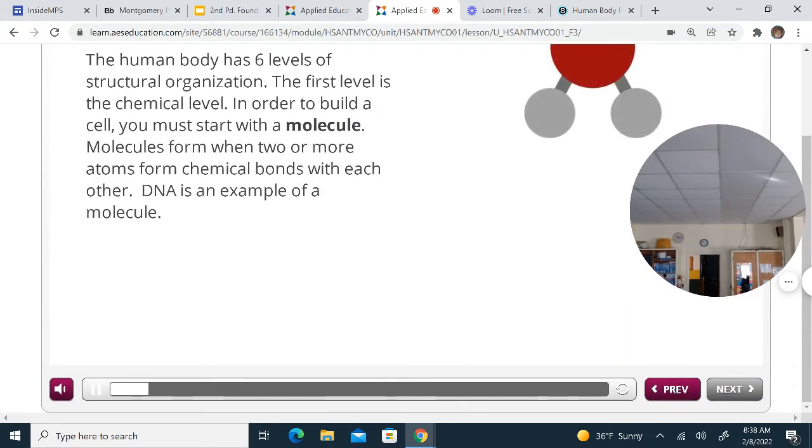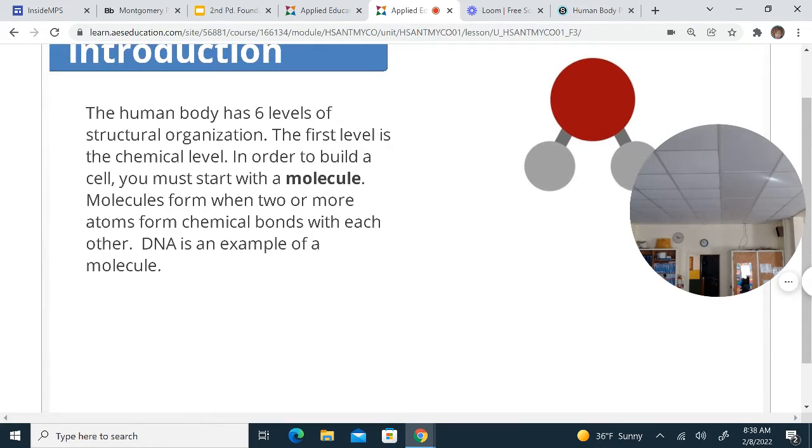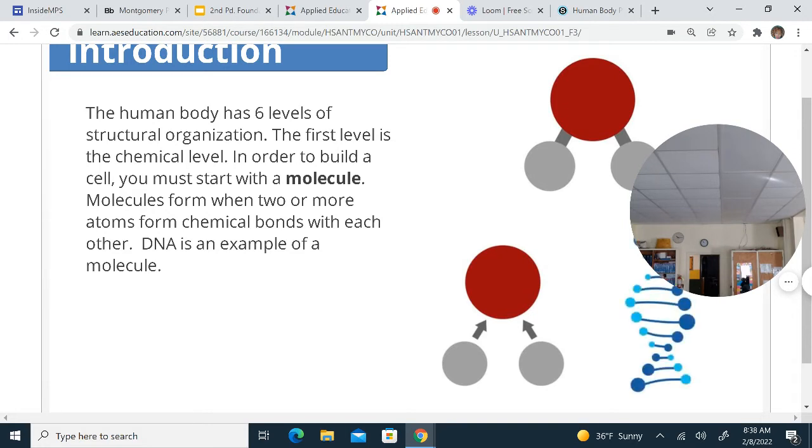The human body has 6 levels of structural organization. The first level is the chemical level. In order to build a cell, you must start with a molecule. Molecules form when 2 or more atoms form chemical bonds with each other. DNA is an example of a molecule. Molecules are organized into cells. Let's learn more about cells.